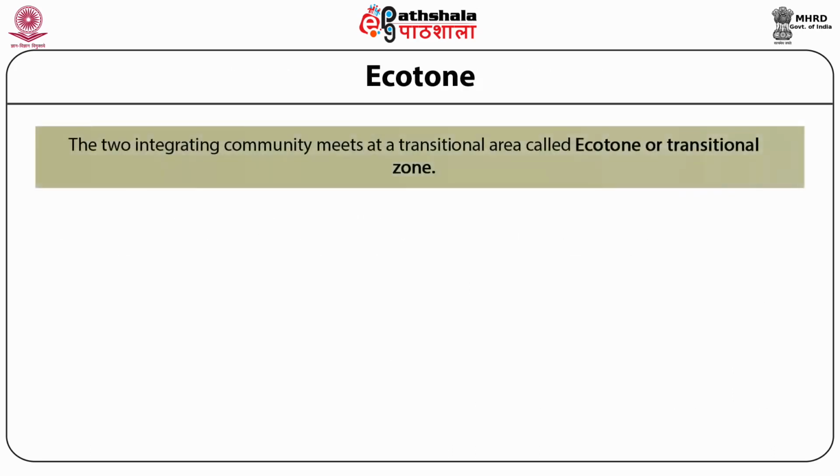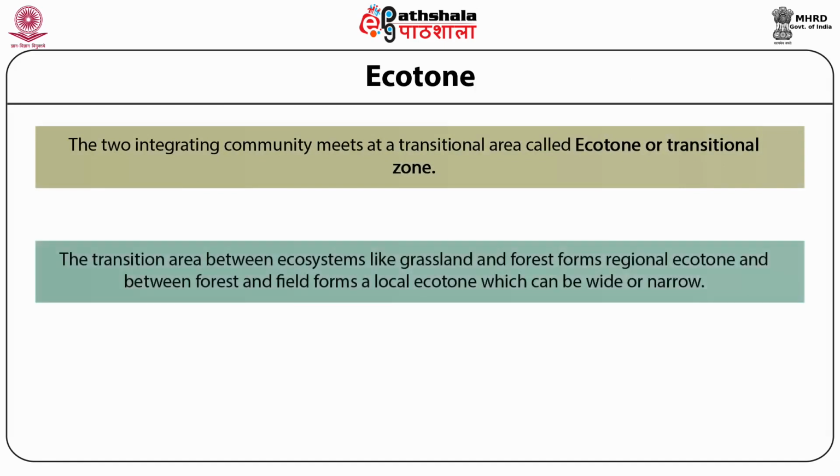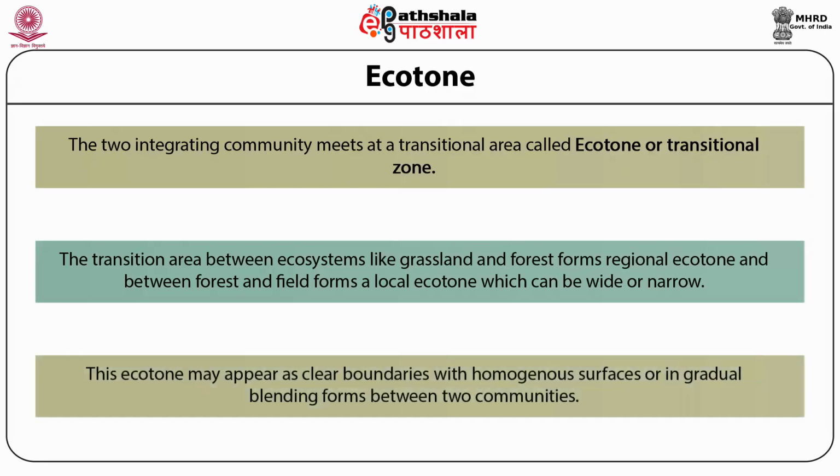Ecotone: two interacting communities meet at a transitional area called an ecotone or transition zone. The transition area between ecosystems like grassland and forest forms a regional ecotone, and between forest and field forms a local ecotone, which can be wide or narrow. This ecotone may appear as clear boundaries with homogeneous surfaces or in gradual blending forms between two communities.